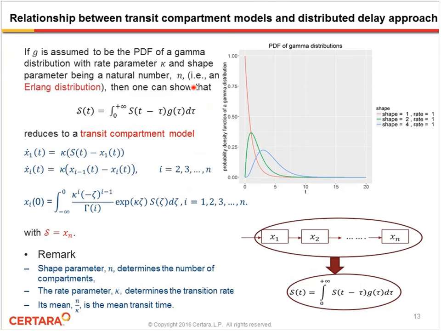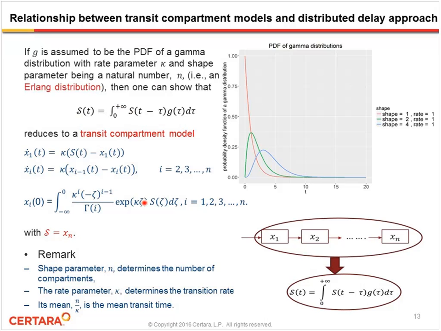Okay, now you may wonder if there is any relationship between transit compartment models and the distributed delay approach. The answer is yes. If you assume that the delay kernel G is a PDF of the gamma distribution with the rate parameter kappa and the shape parameter n being a natural number, in this special case we call this distribution an Erlang distribution. Now you can show that this distributed delay term reduces to a transit compartment model with script S equal to the last compartment.